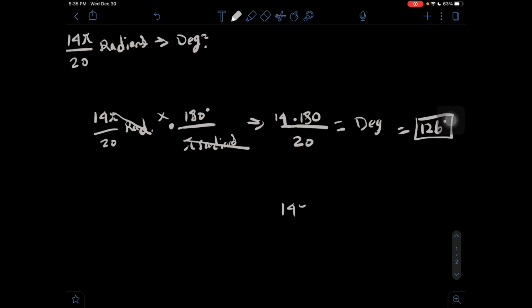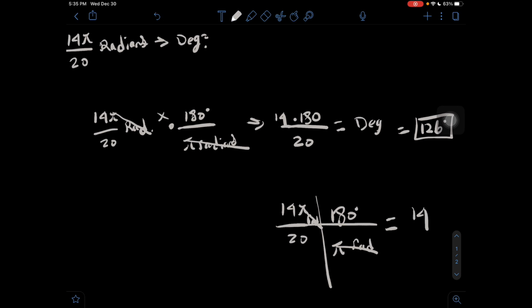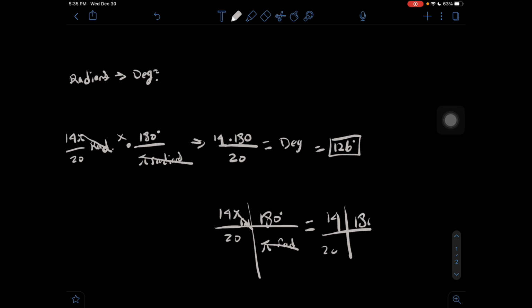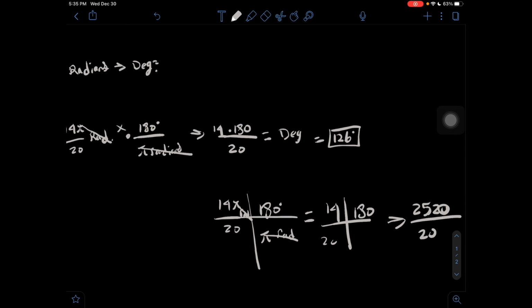Again, we can do this with the railroad track like we did in problem 1, where we would have 14 pi over 20. Then we'll make a railroad track, and we have 180 degrees over pi radians. And the pi radians will eliminate, and again, you're left with 14 over 20 times 180. 14 times 180 gives us 2520, divided by 20, which again simplifies down to 126 degrees.